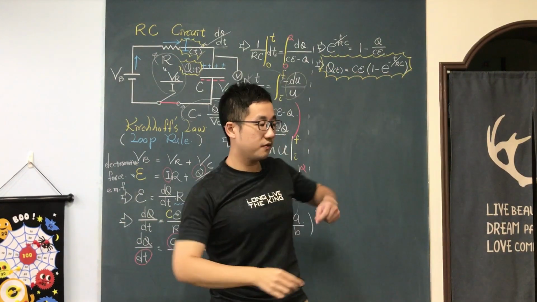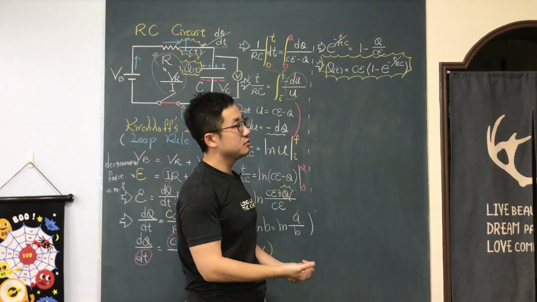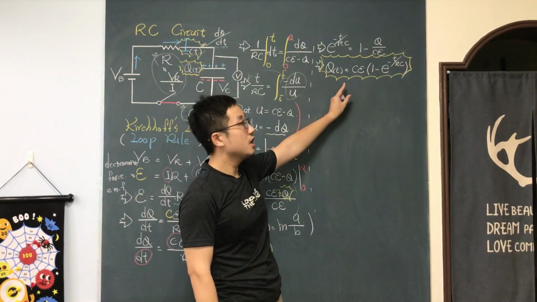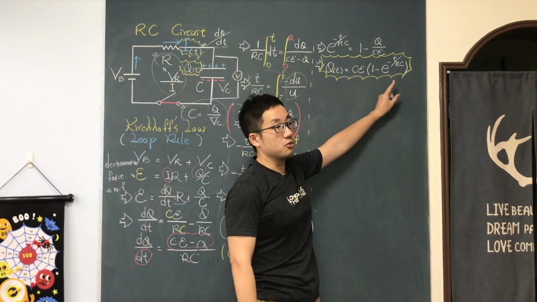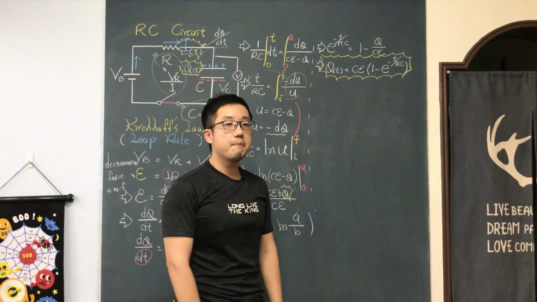And that means if you want to find out the Q at some time t, you just simply need to plug in the t. If you want to find out the charge at time equals 3, you just need to plug in the t equals 3. Then you can get the charge at some specific time.